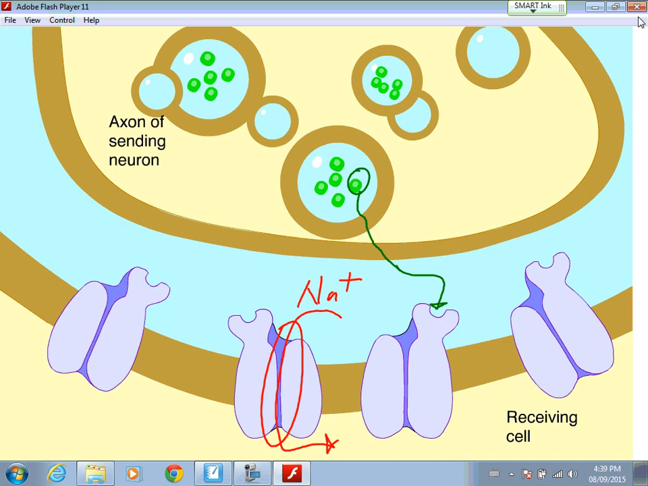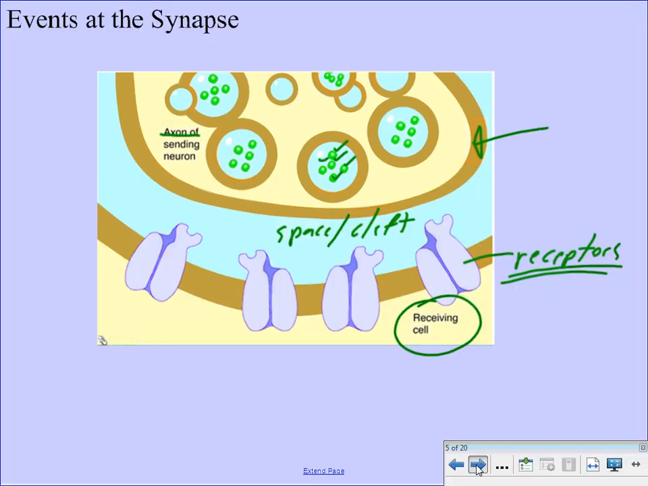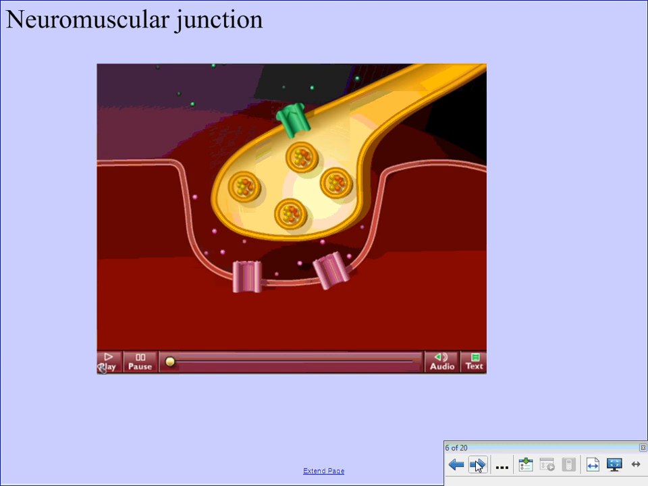Now, there are a few other details that are involved as well, and for that, I'm going to show you another animation here. This one is at a neuromuscular junction, and you should know that term as well, neuromuscular junction. All it means is a junction between a neuron and, in this case, a muscle. Events are pretty much the same, and we can see in the picture here that we have the axon terminal. We have the synaptic vesicles containing the neurotransmitter.